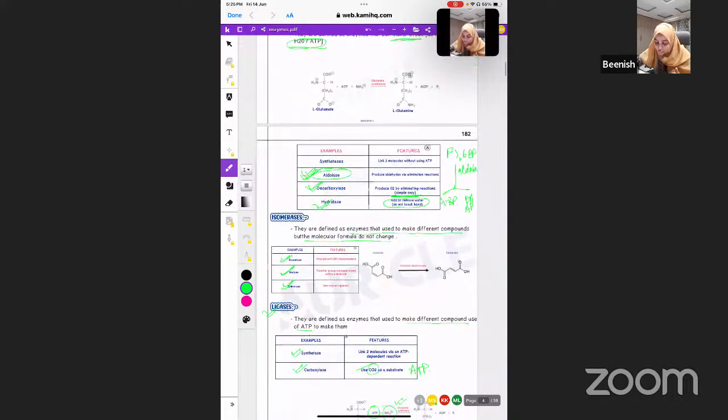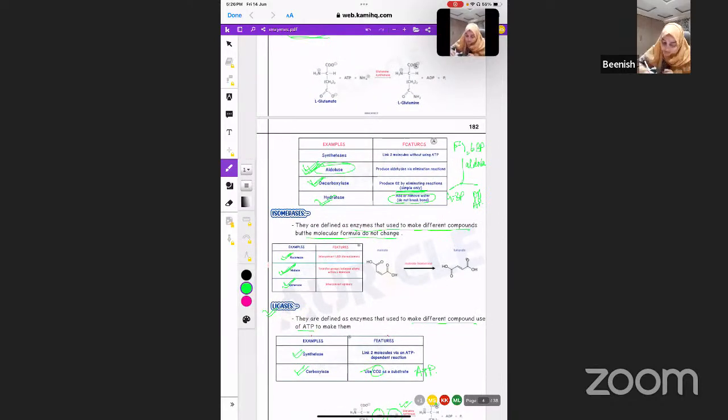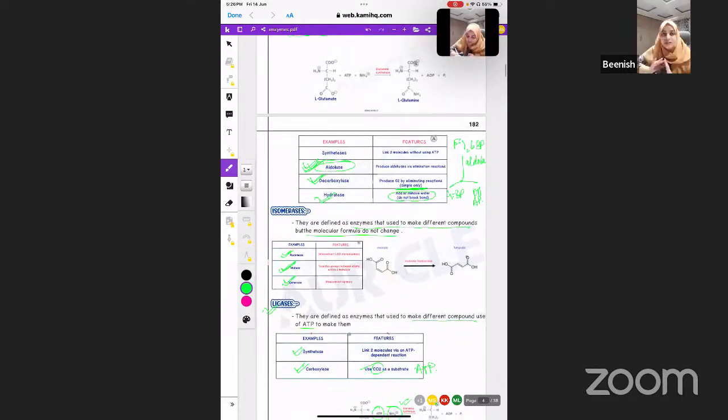Then you have isomerases. Isomerases only catalyze isomerization reactions. For example, phosphohexoisomerase, or your glucose 6-phosphate changing into glucose 1-phosphate by a mutase. They're all examples of isomerases.